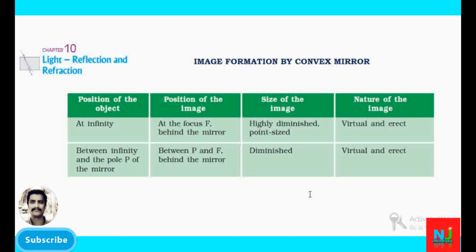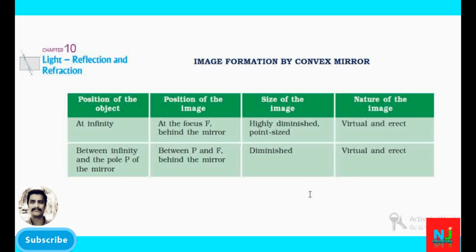So if you keep the object at any point in between pole and infinity, the image is always in between the pole and the principal focus. As you move the object from infinity towards the pole, the image starts moving from the principal focus towards the pole, and the image is diminished, virtual and erect.